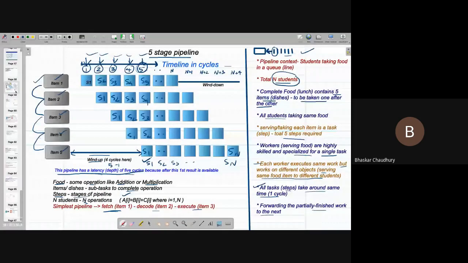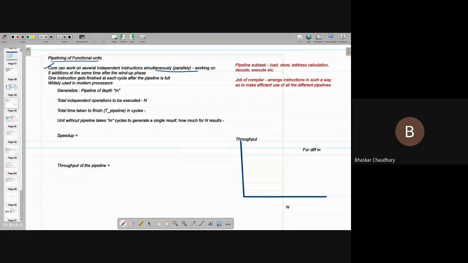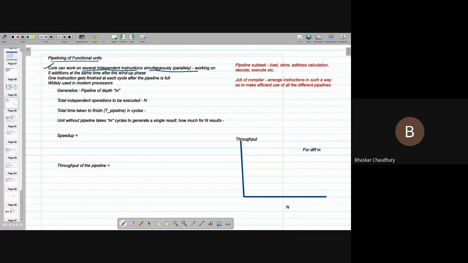If I just focus on step 5, you can see that you are working on 5 students simultaneously: S5, S4, S3, S2, S1. At a given instant of time, the 5th cycle, you are working on 5 completely independent instructions, or independent students. This is a very important idea: the core can work on several independent instructions simultaneously. There is simultaneous parallel work going on, 5 additions at the same time after the wind up phase.